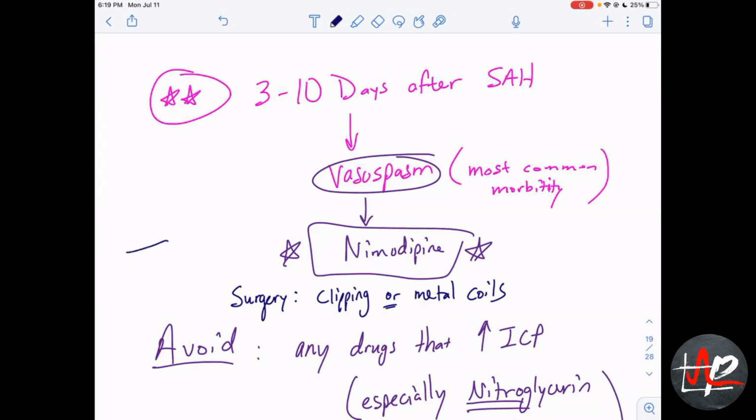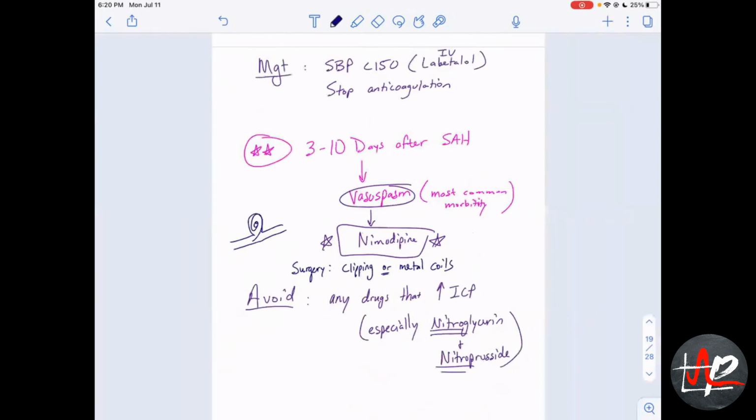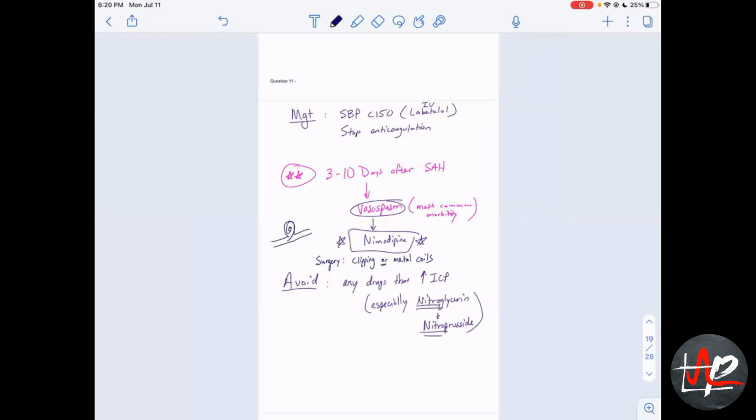So if here's your little aneurysm, you can basically just clip it off, or you can just take some metal coils and shoot them into there and basically plug it off. All right, so those are really some of the biggest things that you need to know. So let's just do a quick recap. If the question asks you, what is the most common cause of morbidity and mortality after a subarachnoid hemorrhage, you immediately want to say vasospasm. That's going to be your answer.